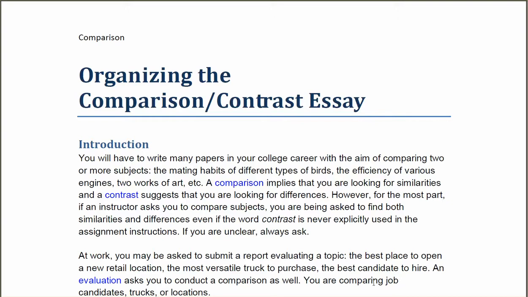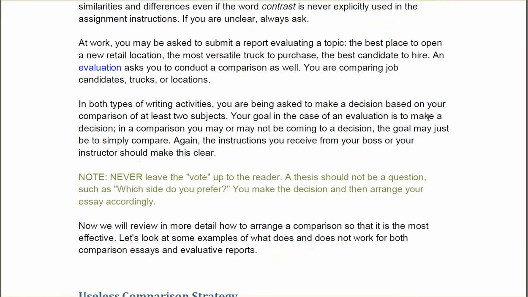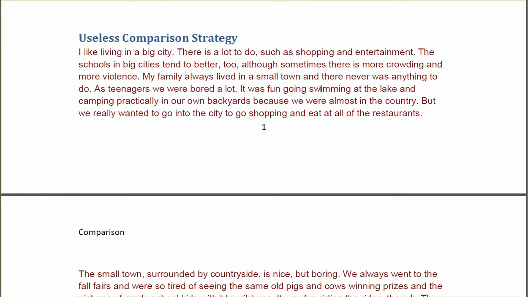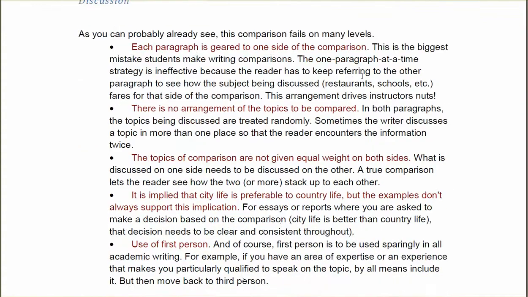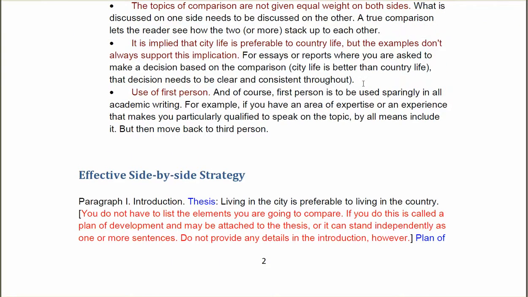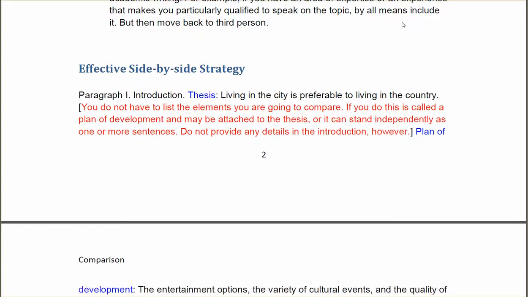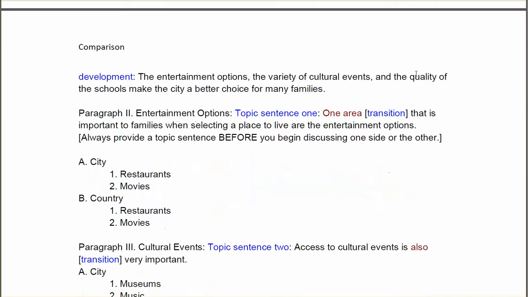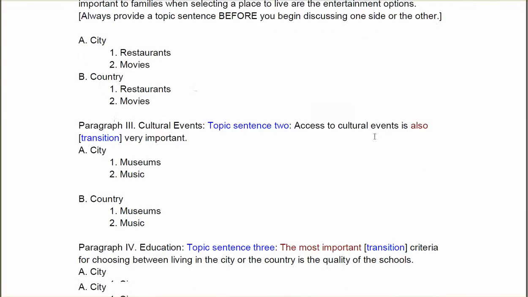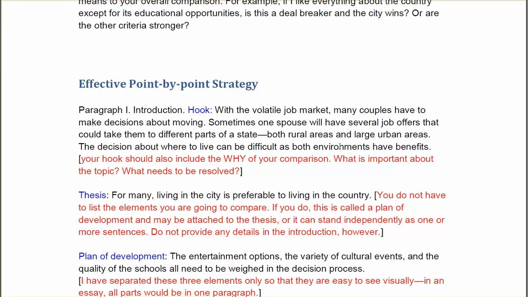So I'm just going to scroll through this document to the end and then I'll come back to the beginning again. What you have here is an introduction to what a comparison contrast is and what you're being asked to do. I give you a comparison written in a very poor way, a way that doesn't work very well, and then I discuss that example for you and tell you some of the things you shouldn't do. Then the rest of this document is divided between two really effective strategies, the side-by-side strategy, which I have annotated in different colors so you know what I'm looking for, with a discussion of what I've done, and then an effective point-by-point strategy.